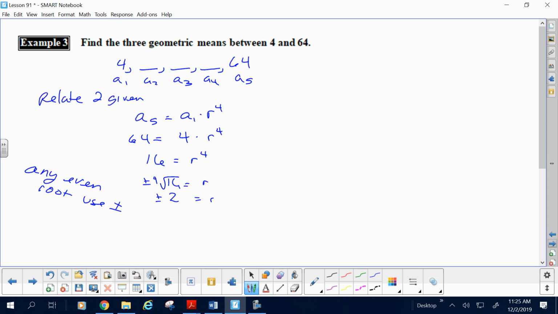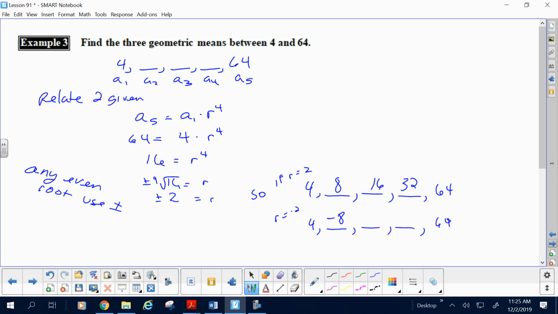2. Now if that's the case, I could have multiplied by positive or negative 2. If R is positive 2, then what are the geometric means? 8, 16, 32, and keep going to check. 64 checks out. Do you agree? Yeah. But if R is negative 2, then it would be -8, back to positive 16, then to -32, and does that check out with a positive 64? It does. And so you actually have 2 sets of answers. 8, 16, 32, or -8, 16, -32 are the 2 sets of geometric means. You with me?